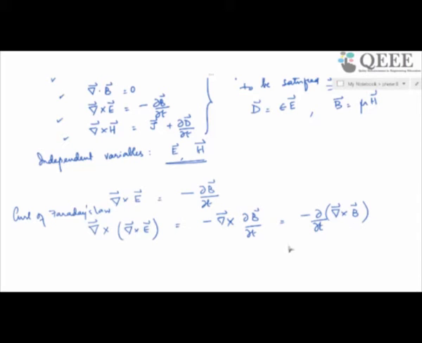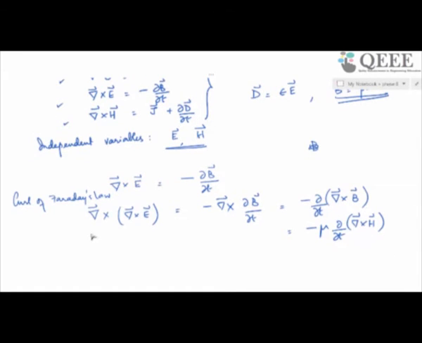And I apply B equal to mu H. So, this is equal to minus mu, because mu is a constant that can come out, minus del by del t of curl of H. Now, what about the left side? It is curl of a curl of a vector function. Now, curl of curl of E is grad of del dot E minus del square E. This is a result from vector calculus. This can be proved. So, this is minus mu del by del t of curl of H.